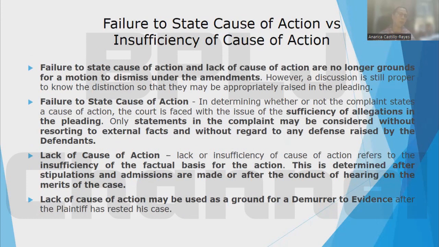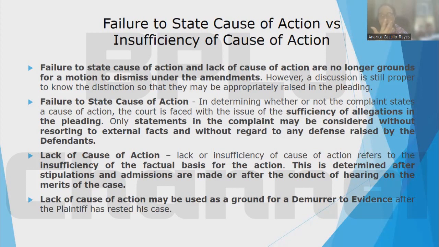However, it is also important to distinguish between failure to state a cause of action and lack of cause of action. Failure to state a cause of action is in determining whether or not the complaint states a cause of action. The court is faced with the issue of the sufficiency of the allegations in the pleading. Only statements in the complaint may be considered without resorting to external facts, without regard to any defense raised by the defendants. So, in failure to state a cause of action, the one which is defective is the complaint.